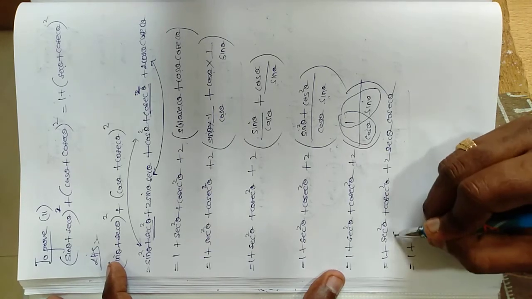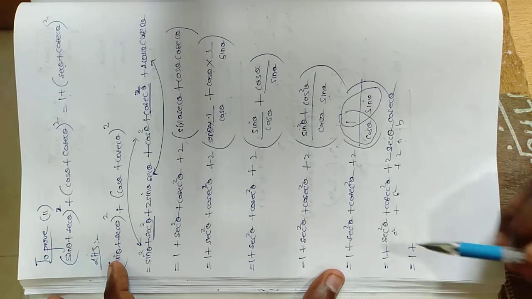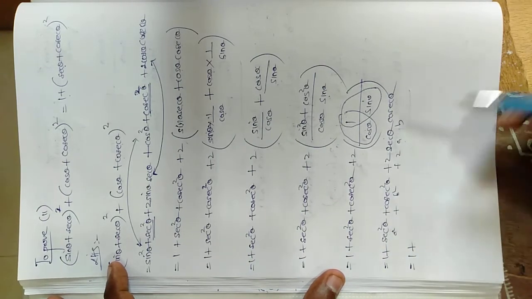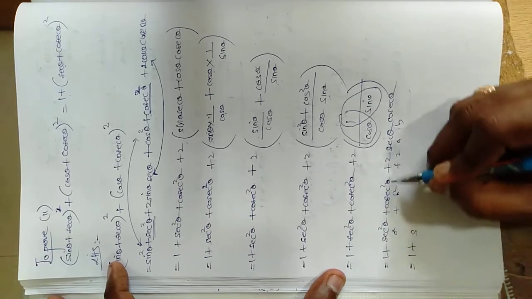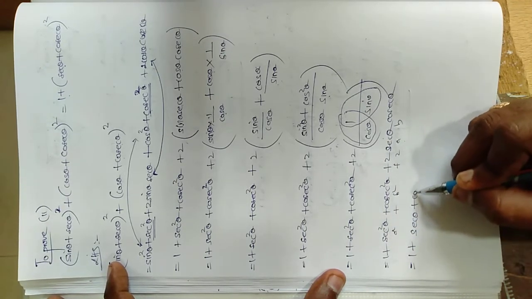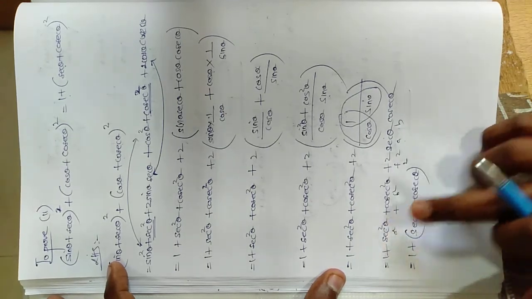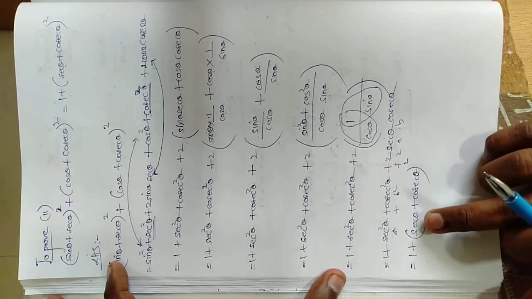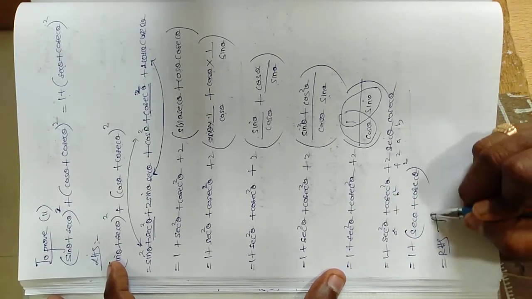1 plus, this is a square plus b square plus 2 into a into b. So I can write it as a plus b the whole square, that is secant theta plus cosecant theta the whole square, because a square plus b square plus 2 into a into b. This only we need to prove. RHS, hence proved.